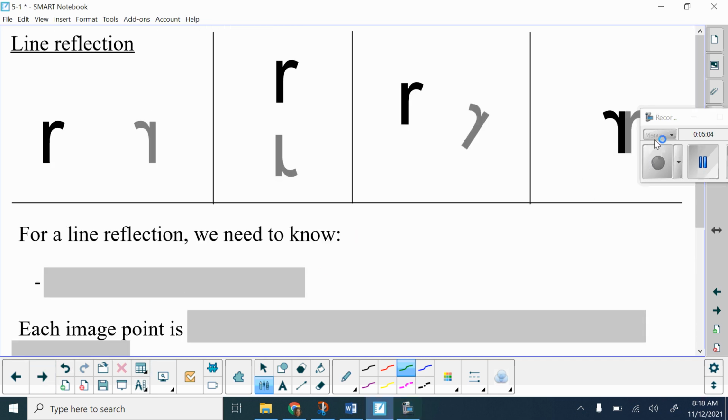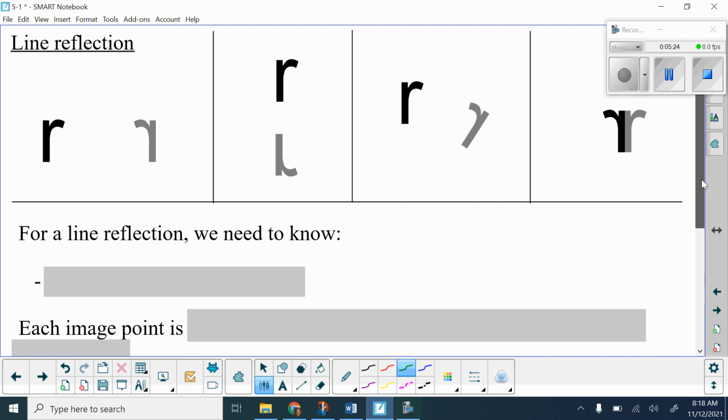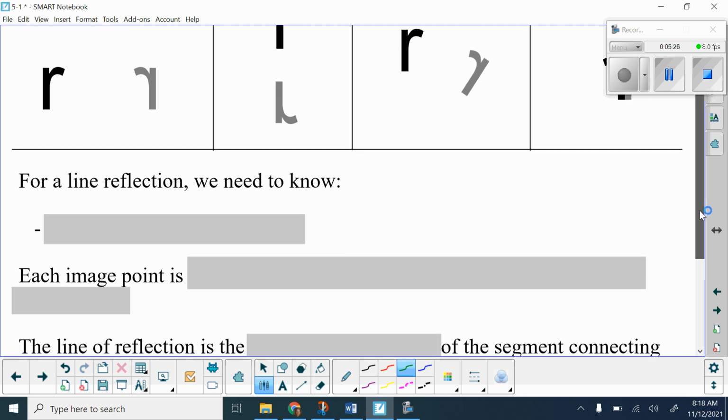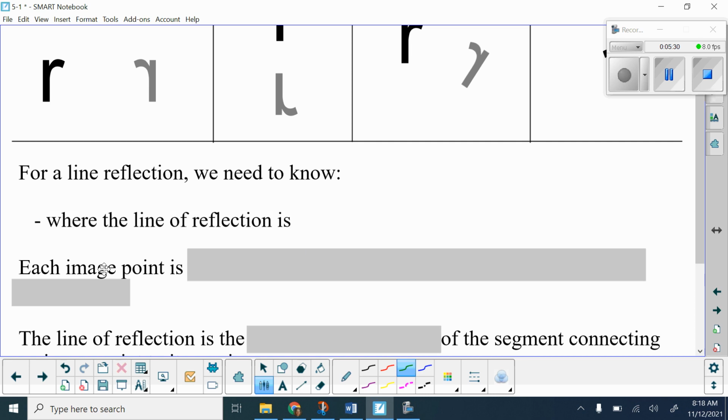All right, our next one is a line reflection. So these are all different line reflections, and you might be able to visualize where the line would have to be. I'm using my cursor to point them out. Just a little visual, a little sketch of where that line looks like it should be. And we're going to go through all of these transformations in much more depth throughout the unit. For a line reflection, we need to know where the line of reflection is, and we'll talk about how to find that.